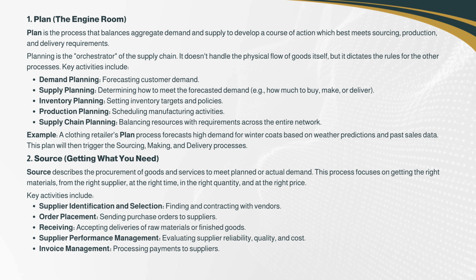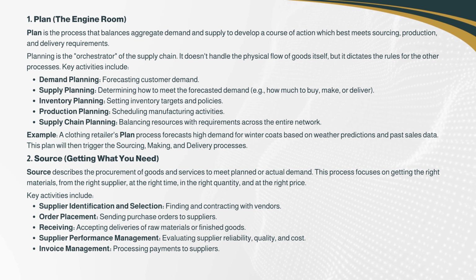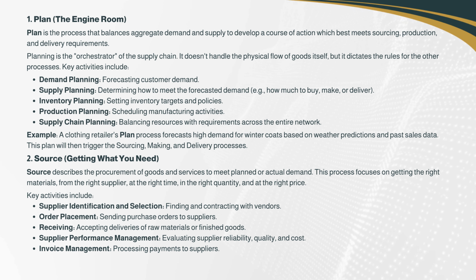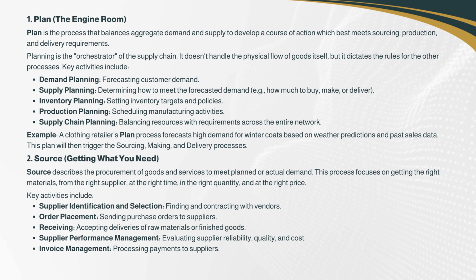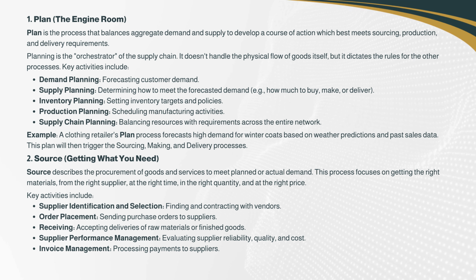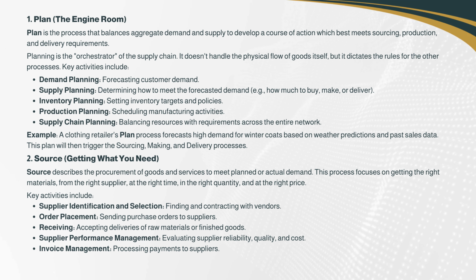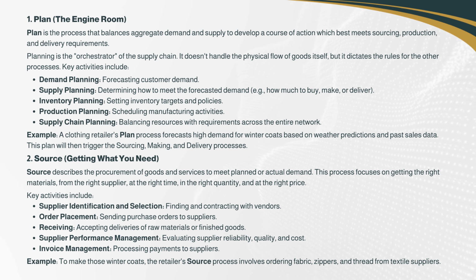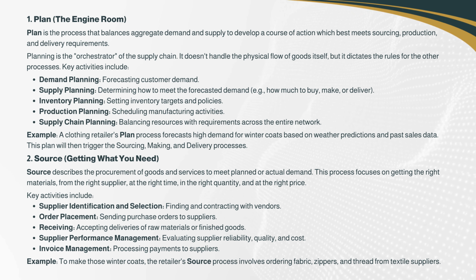Key activities include supplier identification and selection, finding and contracting with vendors. Order placement, sending purchase orders to suppliers. Receiving, accepting deliveries of raw materials or finished goods. Supplier performance management, evaluating supplier reliability, quality, and cost. Invoice management, processing payments to suppliers. Example: to make those winter coats, the retailer's source process involves ordering fabric, zippers, and thread from textile suppliers.